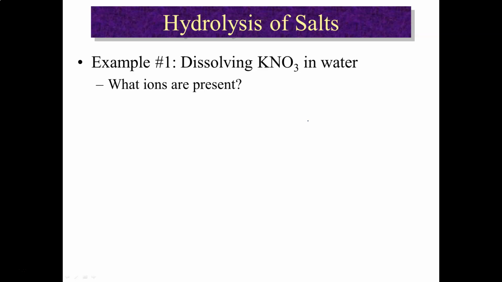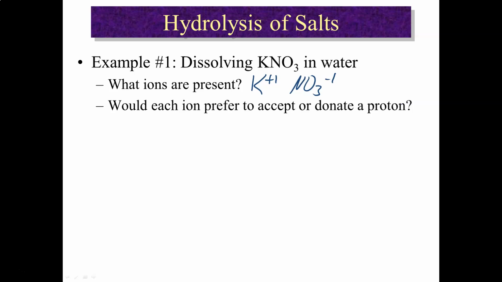First thing you need to do is figure out what ions are present in this salt. So you need to know some ions and nomenclature here. So one of your ions is potassium. That was K+1. And the other ion was nitrate, NO3-1. All right, so you want to make sure you have those. Next thing you want to do is figure out, would each one of these ions prefer to accept or donate a proton? Well, this is really easy to figure out.